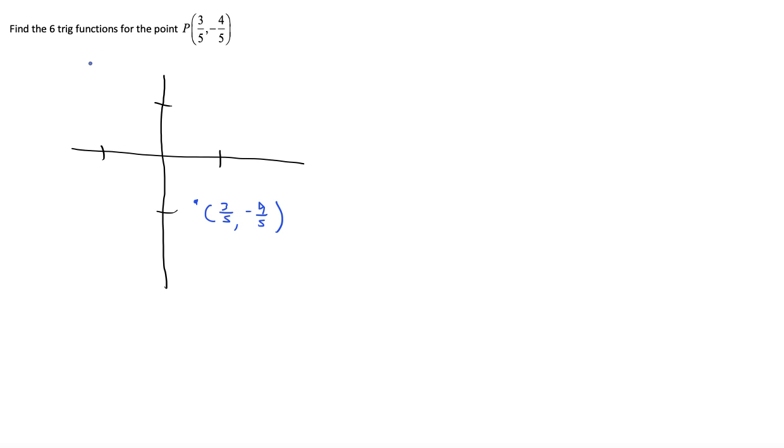So what does it mean when it says to find the 6 trig functions of this point? Okay, so that'll be essentially the sine, right? We want the sine of t, we want the cosine of t, and we want the tangent of t. And then we also want the corresponding reciprocals, right? The reciprocal of sine is cosecant. The reciprocal of cosine is the secant. And the reciprocal of tangent is the cotangent. Okay. So how do we find these?